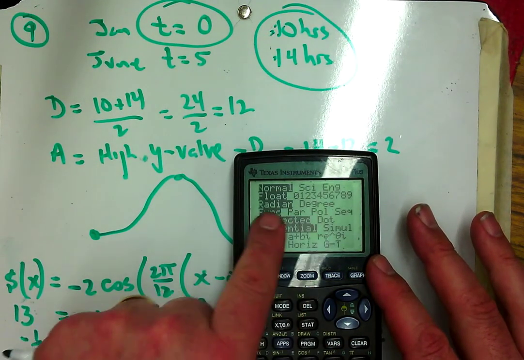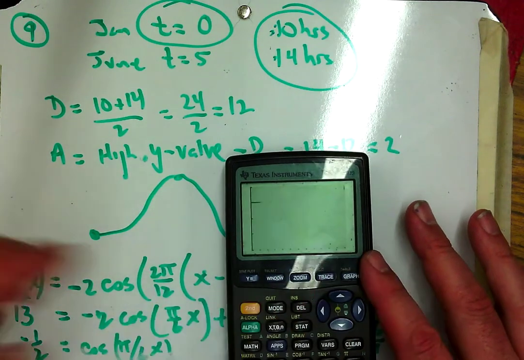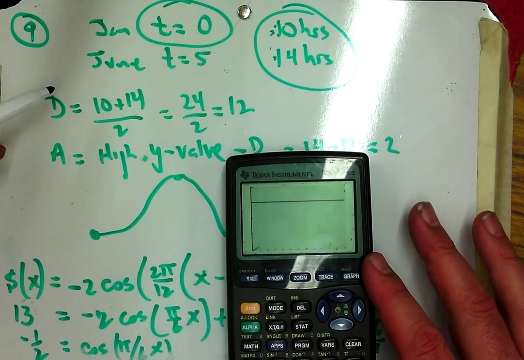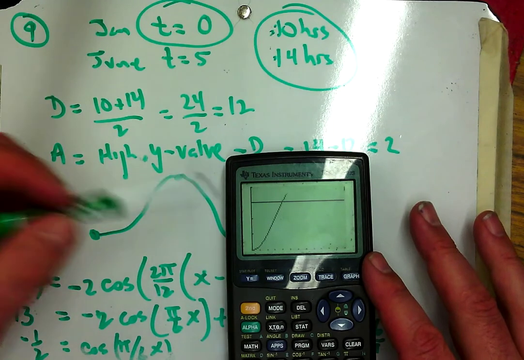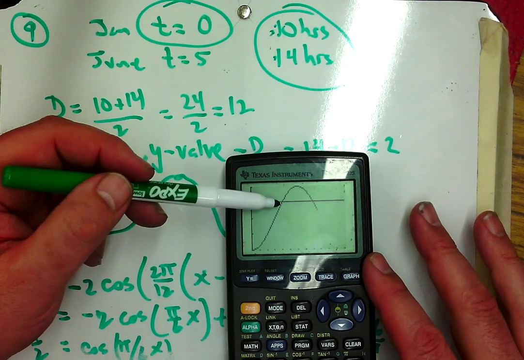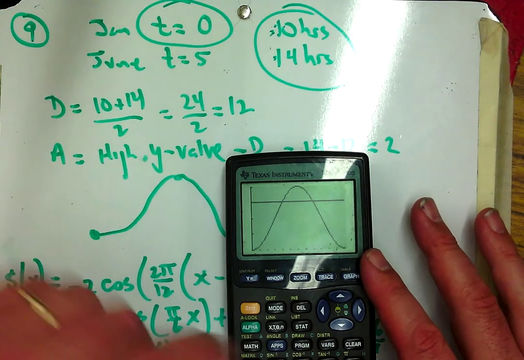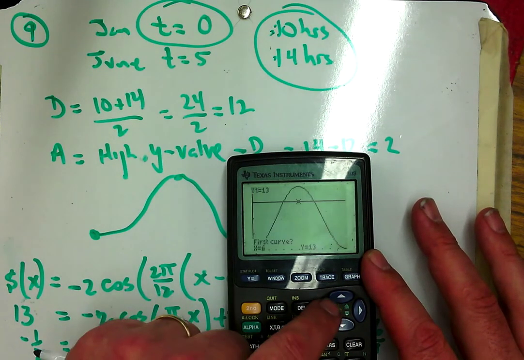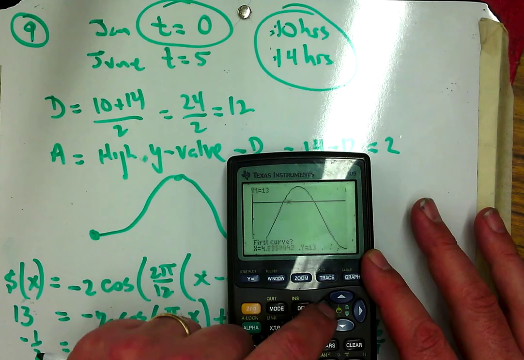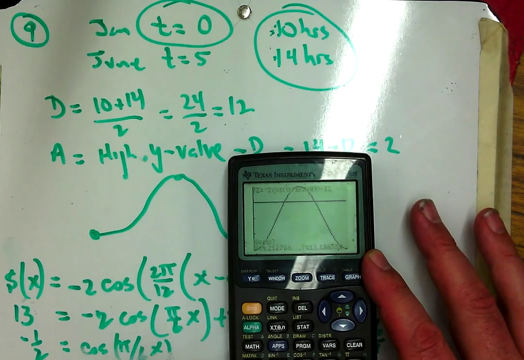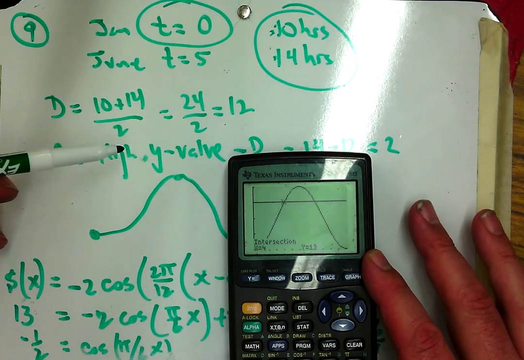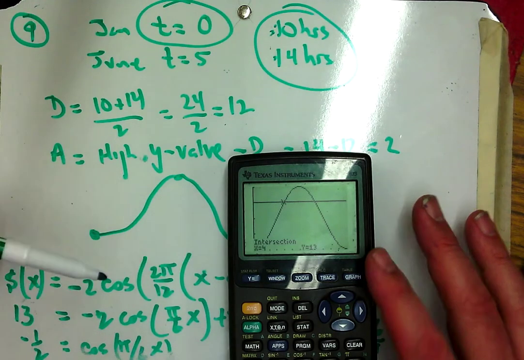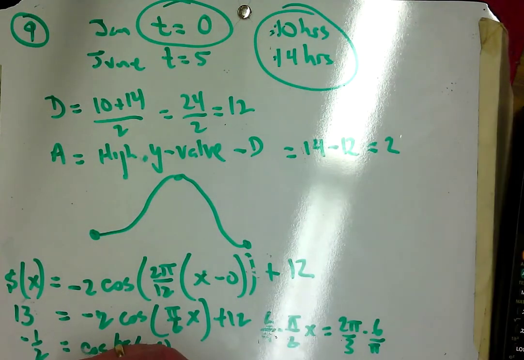I'm double checking to make sure I'm in radians, and I'll hit graph. Uh-oh, it graphs a straight line. Oh, that's y equals 13. Look, here it is. Let's do second, calculate, intersect. If I bring my calculator close to that point of intersection and hit enter 3 times, I get x equal to 4, just like we did when we solved it algebraically.